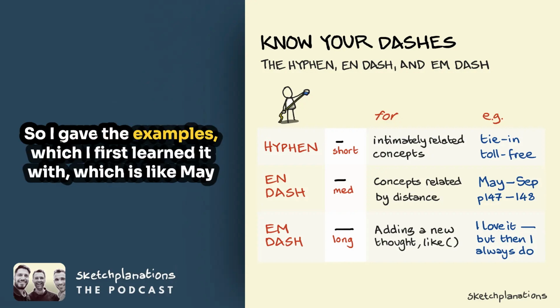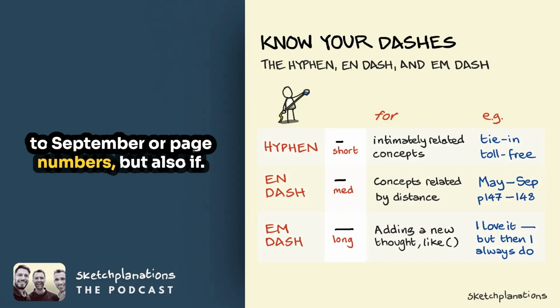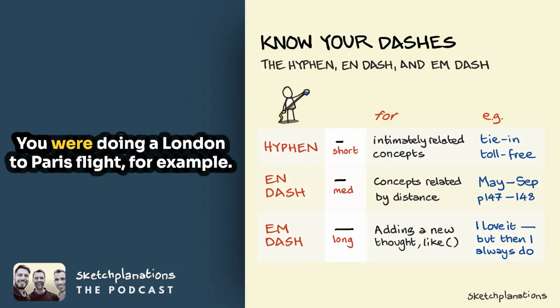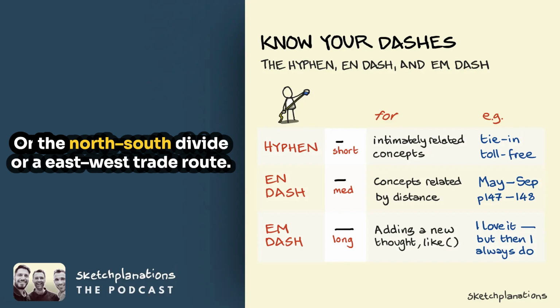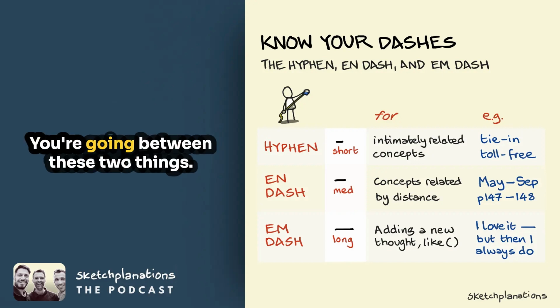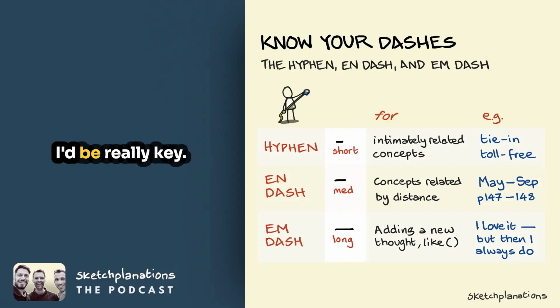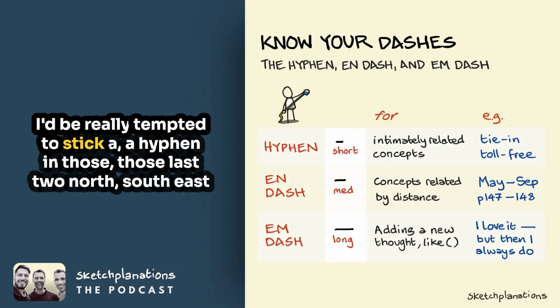So I gave the examples which I first learned it with, which is like May to September or page numbers. But also if you were doing a London to Paris flight, for example, or the North-South divide, or an East-West trade route, going between these two things, I'd be really tempted to stick a hyphen in those last two, North-South, East-West.